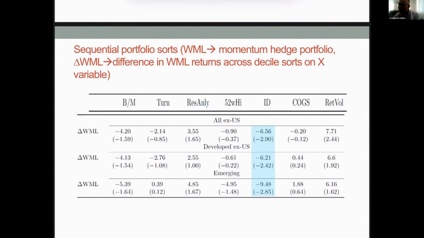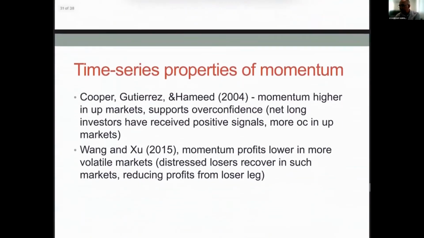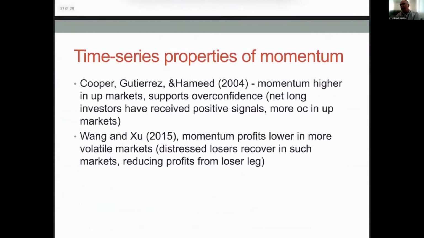So the minus 6.56 and the significant t-statistic means that momentum is higher in the lowest ID group relative to the highest ID group, which essentially means that ID explains momentum. And the result for ID is in fact the most significant yet again. So again, this ID variable seems to be the best at explaining momentum. So that's that.